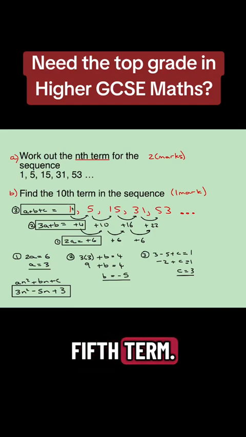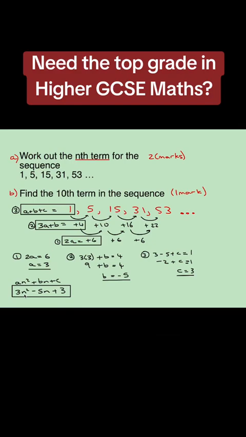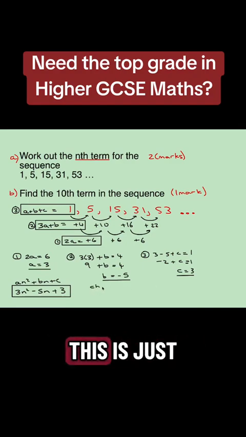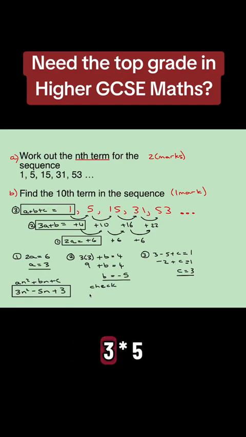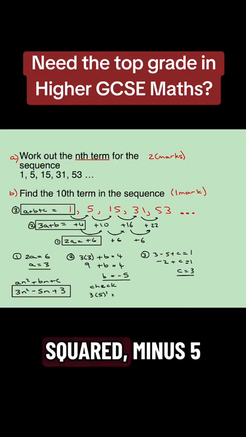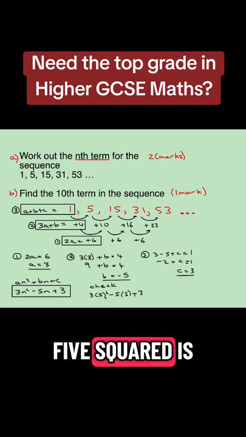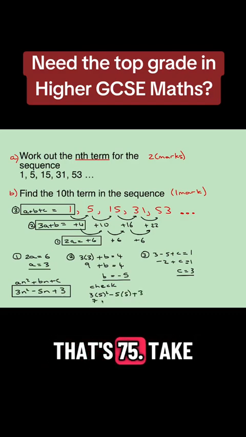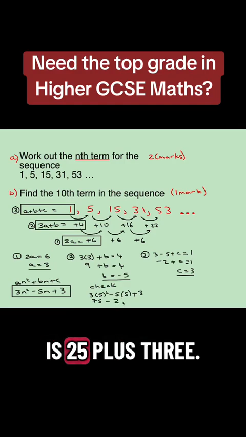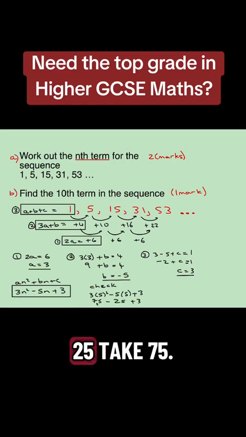Let's check the 5th term, because 1, 2, 3, 4, 5. So you put a 5 in there. We might as well do this manually. This is just a quick check. So we've got 3 times 5 squared minus 5 times 5 plus 3. So 5 squared is 25 times 3. That's 75. Take 5 times 5 is 25, plus 3. 75 take 25 is 50, plus 3 is indeed 53.